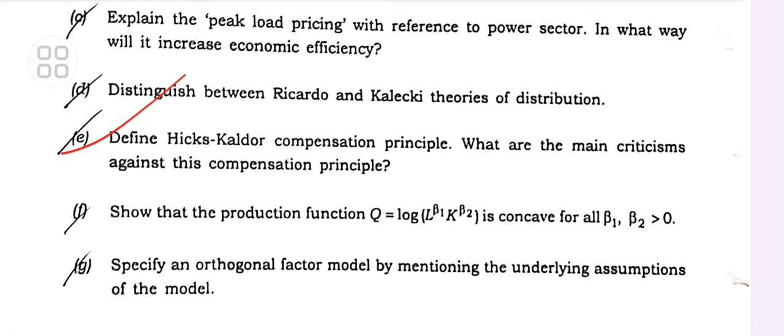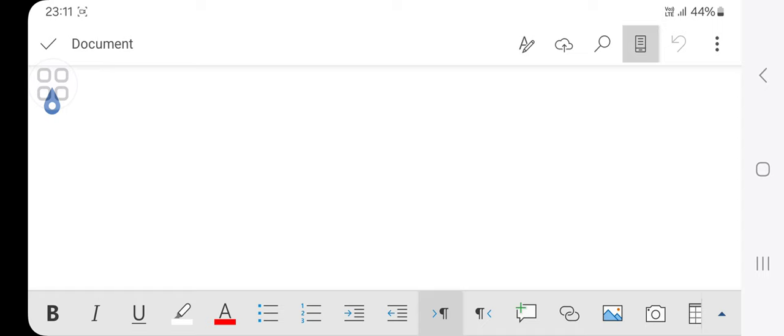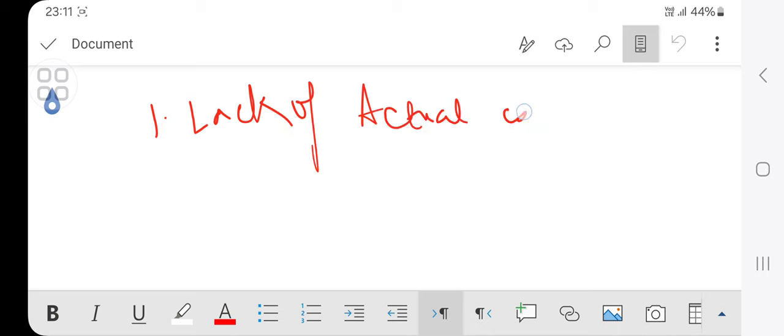The principle asserts that an economic change or policy can be considered an improvement. According to Kaldor's criterion, those who benefit from the change could potentially compensate the losers. And according to Hicks' criterion, those who are harmed by the change, meaning the losers, could not potentially bribe the winners to forego the change. So what are the main criticisms? If we write it down, what are the main criticisms of the Hicks-Kaldor question? We can do the comparison on the basis of lack of actual compensation.